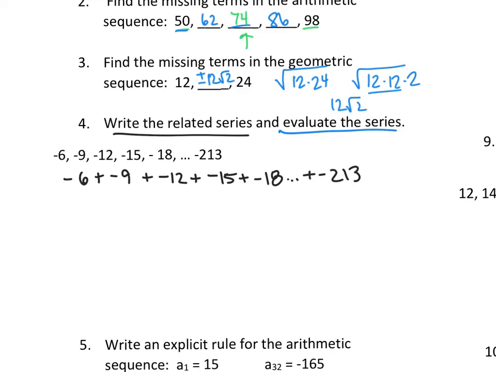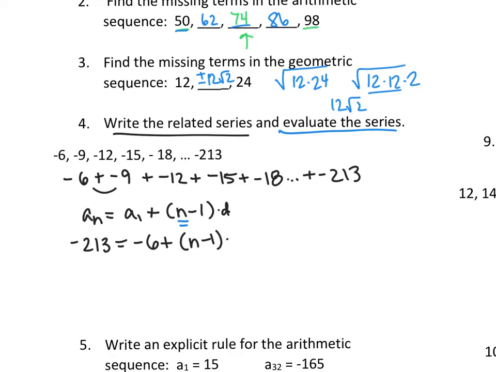So again, I don't know the number of numbers. So I'm going to take my explicit formula, which is going to be a sub n equals a sub 1 plus n minus 1 times d. And I want to do that because I want to figure out what n is. So the last term, or the nth term, is negative 213. The first term is negative 6. And the common difference is negative 3. So now I need to solve for n.